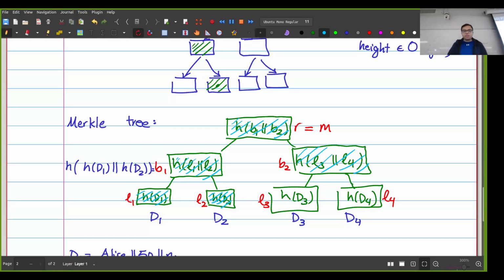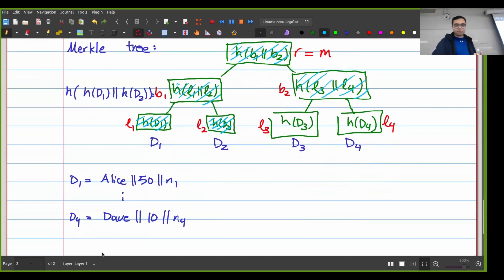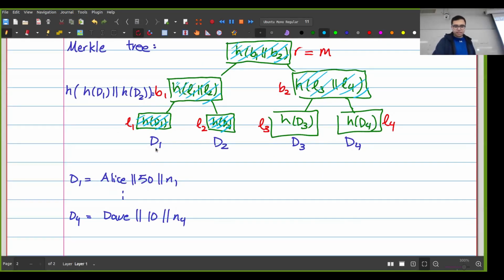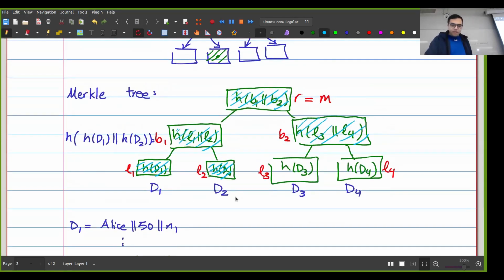And at this point, when she gives all of this information to the London branch, it knows that L1 is in the tree. Now, L1 was just the hash of the personal data of Alice, and Alice knows her own personal data. She knows that D1 was basically Alice, 50, and N1. So she can just provide this, and then at this point, it's proven to the bank that this deposit was actually in the list and it was actually in this tree. So now let's do it for someone else.